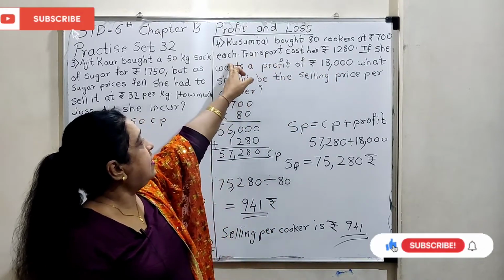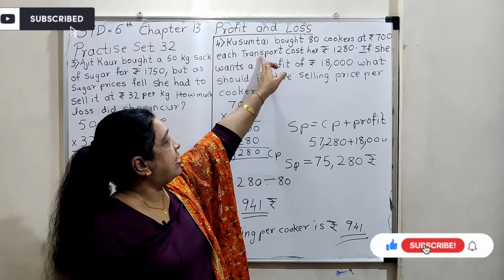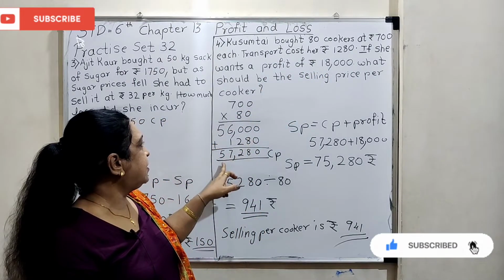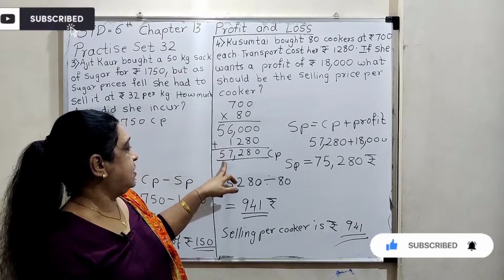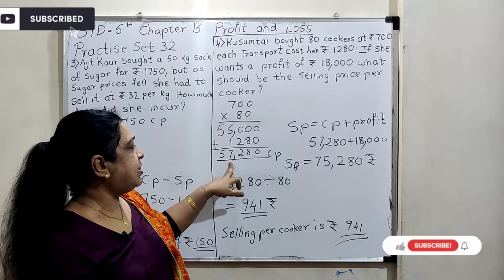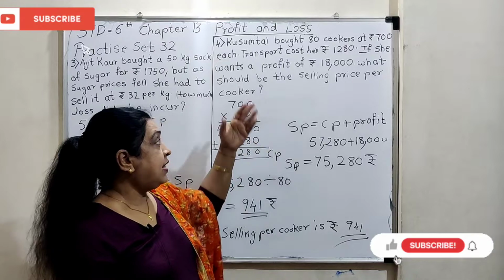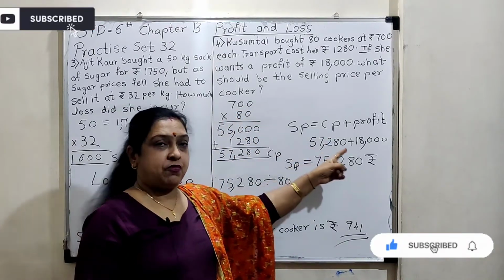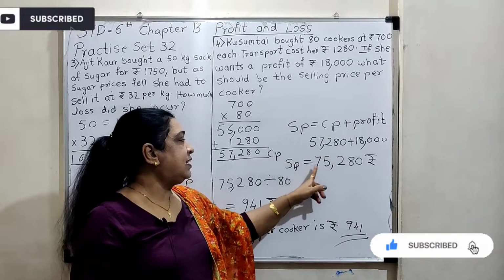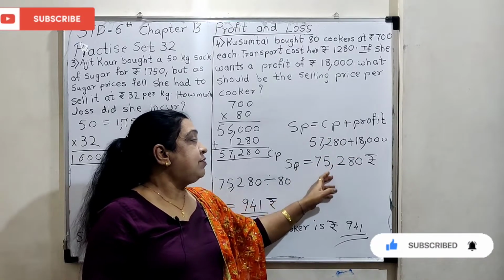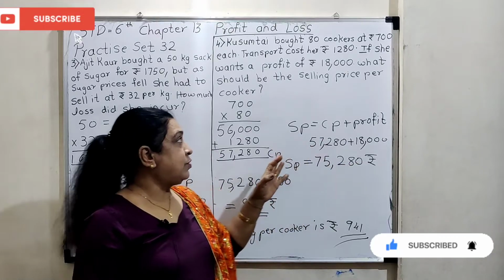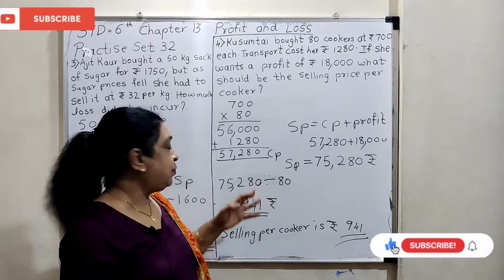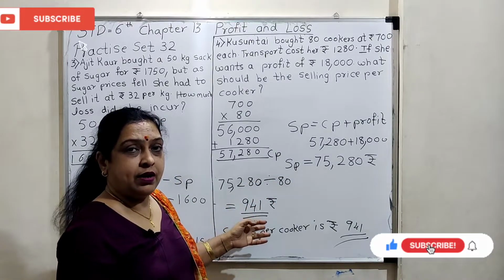First they told us the price of each cooker is 700. But they have paid transport charges also 1280. So that we should add with that. So the total cost price of 80 cookers is 57,280 rupees. But they have told if we want 18,000 as profit, so we should add that profit, and he sold it at 75,280 rupees, all the 80 cookers. So what is the price of one? So this amount we have to divide by 80, will get the price of one cooker. Understood?